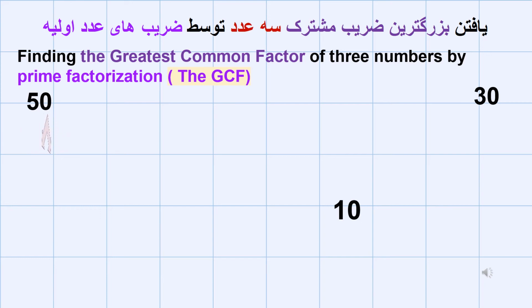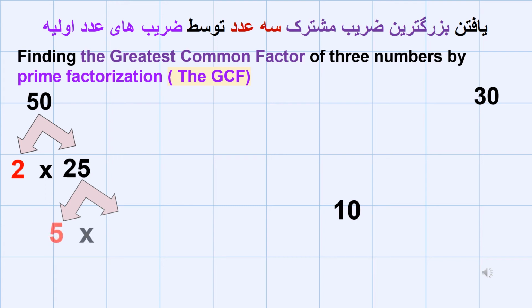We should find two factors for 50 in such a way that one of the factors is a prime number. 50 can be divided by 2, and 2 is a prime number, so 2 can be one of the factors. Another factor is 25 because 2 times 25 is equal to 50. Now 25 can be divided by two numbers, 5 and 5, because 5 times 5 is equal to 25. Since 5 and 5 are both prime factors, we came to the end of the factorization for 50.